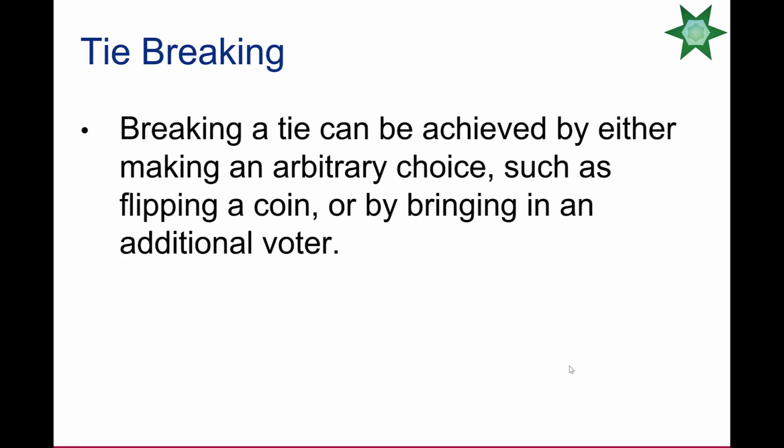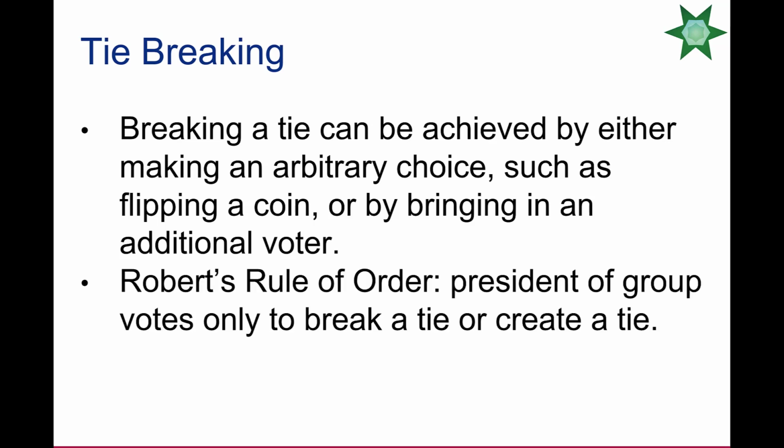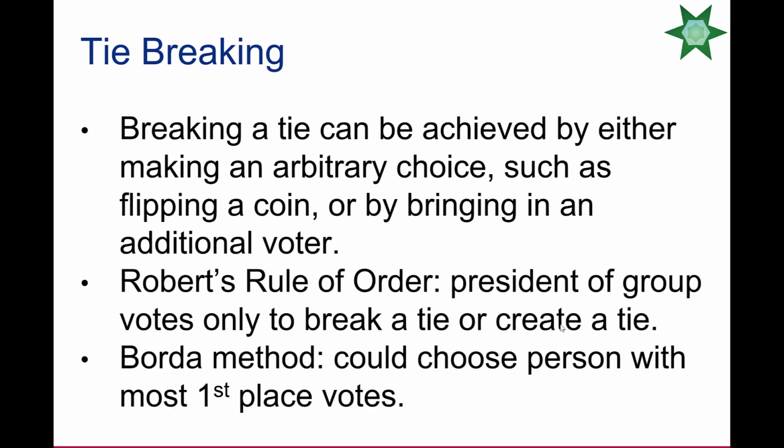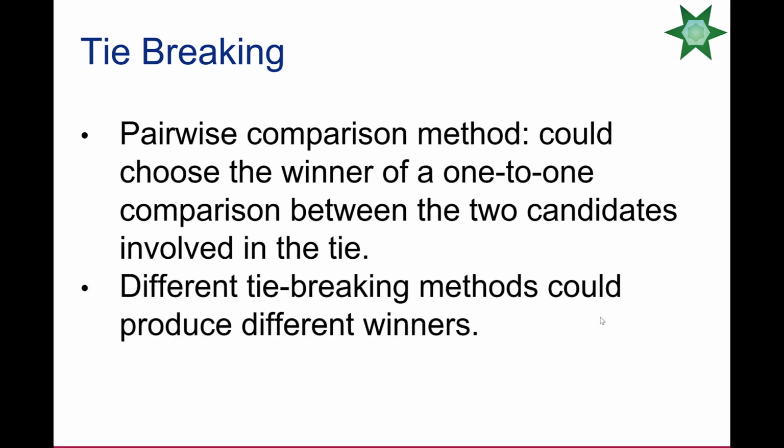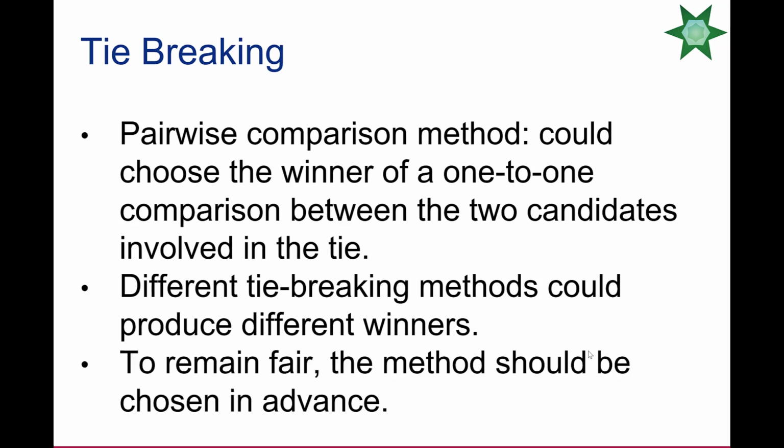So in tie breaking, if you have an election and there's a tie, you have to figure out how you're going to break the tie. So you could flip a coin, you could bring in another voter. In Robert's Rules of Order, the president of a group votes only to break a tie or to create a tie. The Borda count method, you could choose the person with the most first place votes. Pairwise comparison method, you could choose the winner of a one-to-one comparison between the 2 candidates tied or involved in the tie. And there are different tie breaking methods that will produce different winners. So it's really important to be fair.